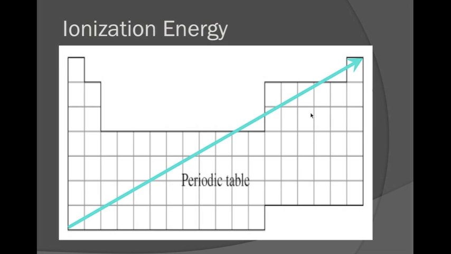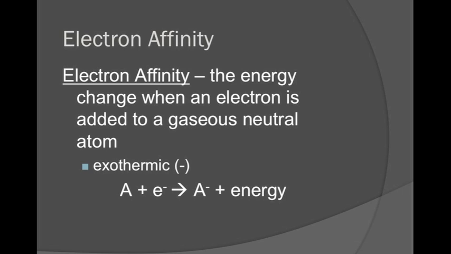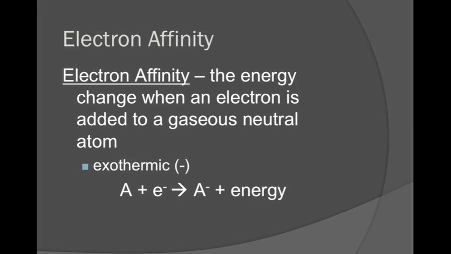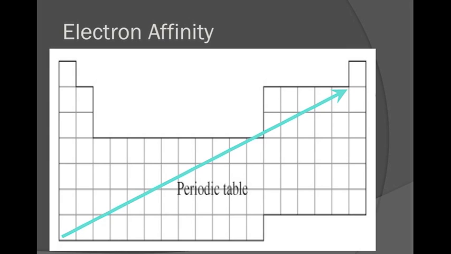Ionization energy is how much energy it takes to create that ion, to take an electron away. And electron affinity is the energy change when an electron is added to the gaseous neutral atom. So with ionization energy, we're making an ion by taking that electron away, and electron affinity is when we add an electron to it. Either way, they have the same trend. They both increase toward helium.